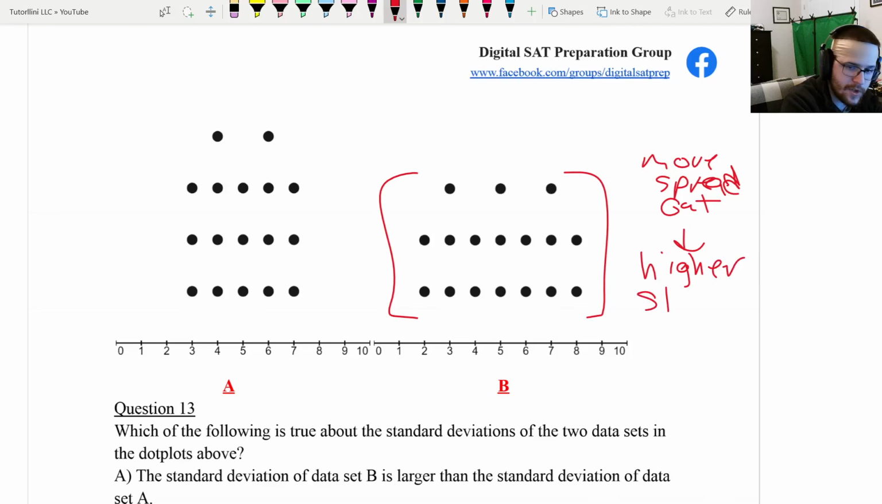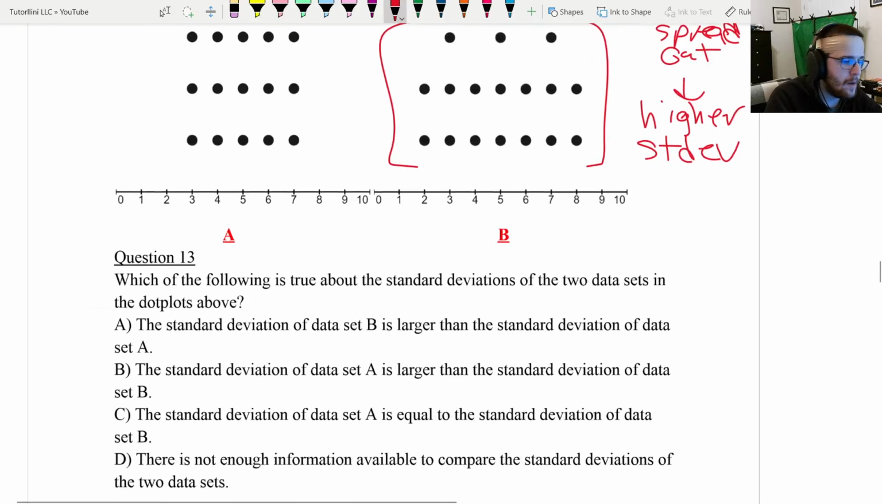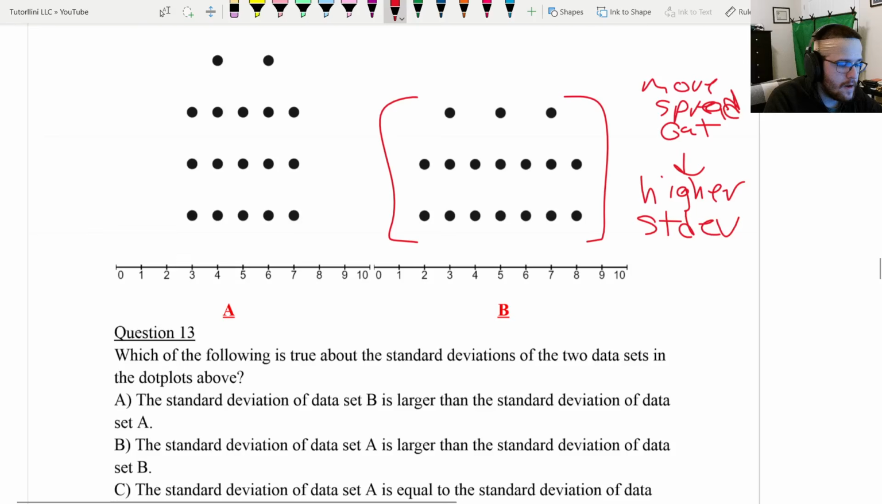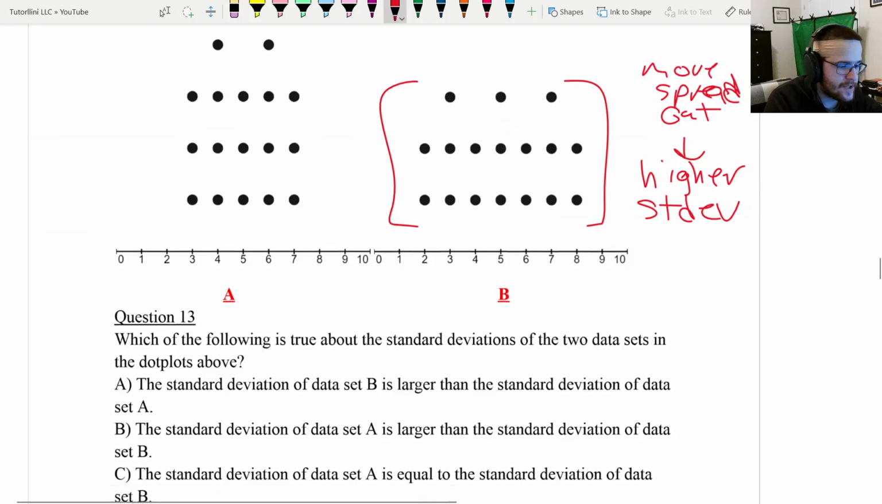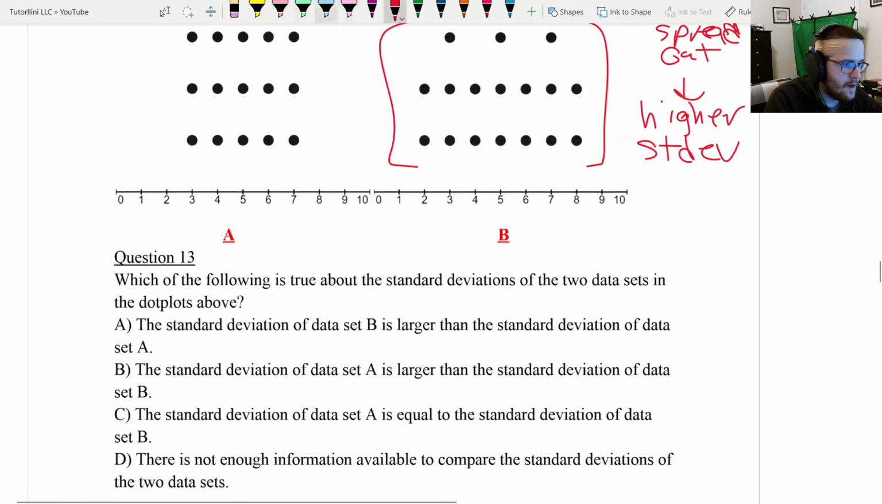So I want an answer choice that sounds like dataset B has a higher standard deviation. I think that is this one. The standard deviation of dataset B is larger than A. So that looks good to me.